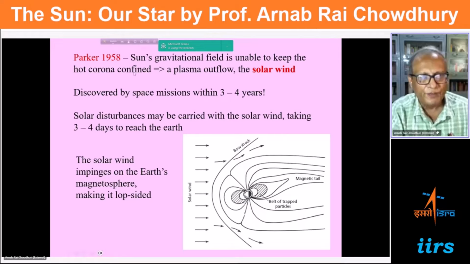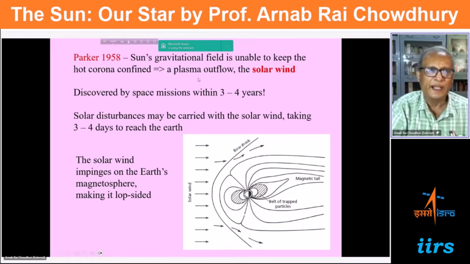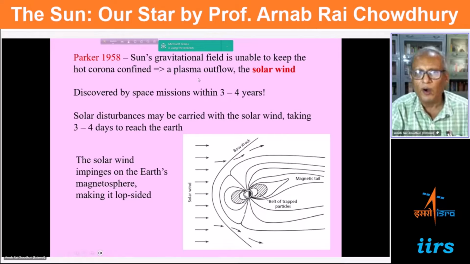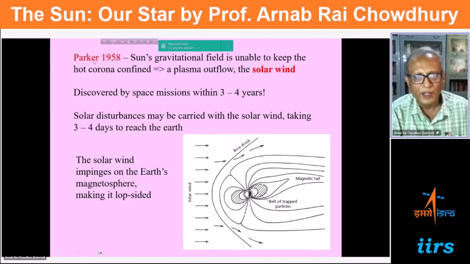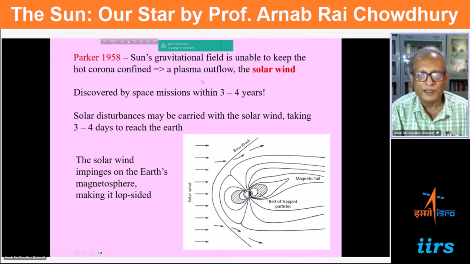So in 1958, Parker realized that the solar corona is so hot that the sun's gravitational field would be unable to keep this hot corona confined. So he suggested that the outer parts of the hot corona would expand in the form of a plasma outflow, which he called solar wind.